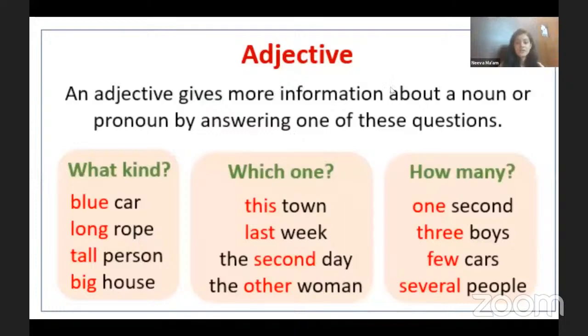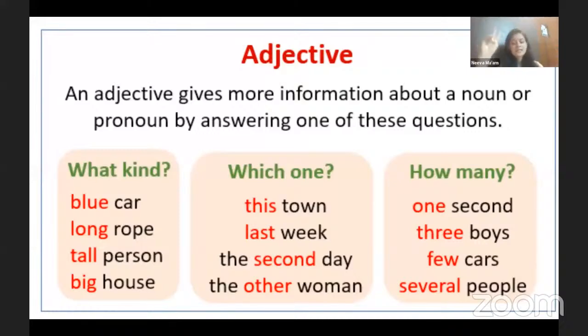We'll go to the next one, adjective. An adjective gives more information about a noun or pronoun by answering one of these questions. What kind? This is adjective of quality: blue car, long rope, tall person, big house. Which one? This town, that town. This is demonstrative adjective.